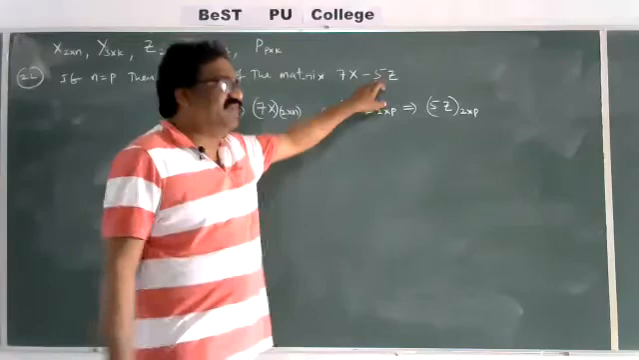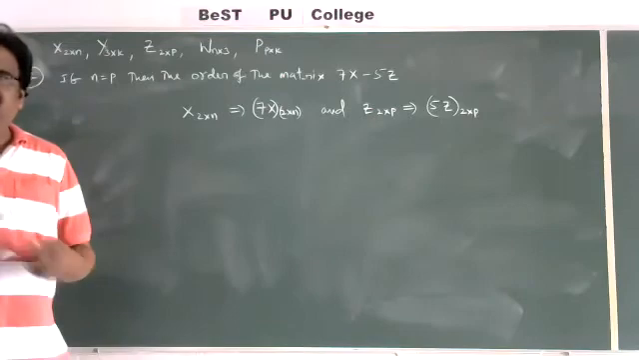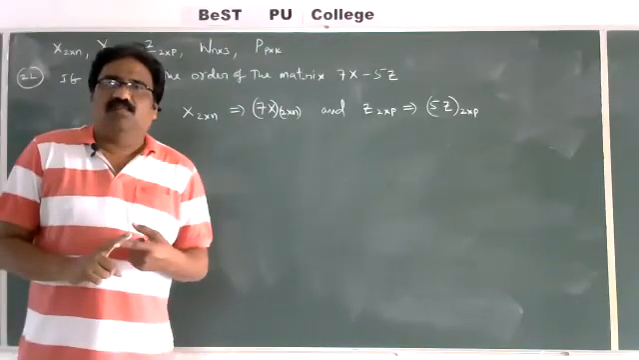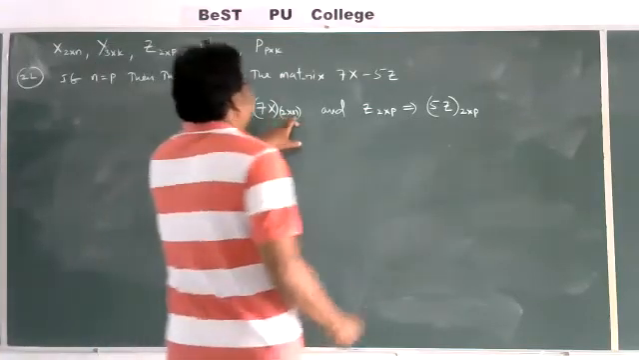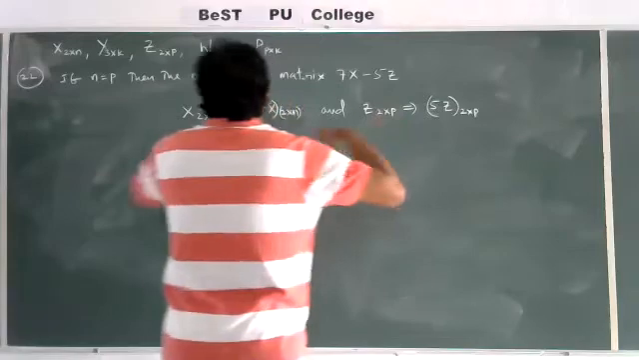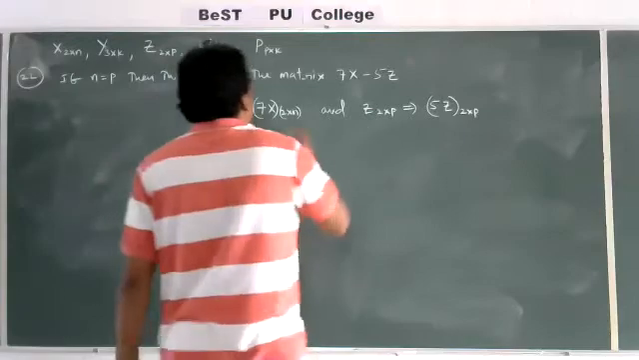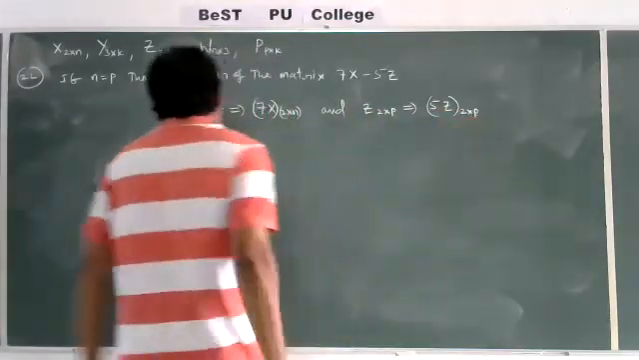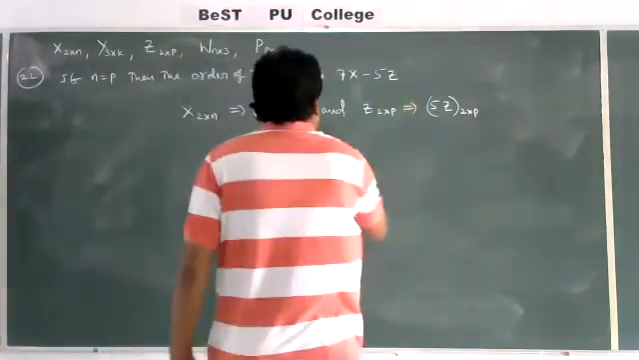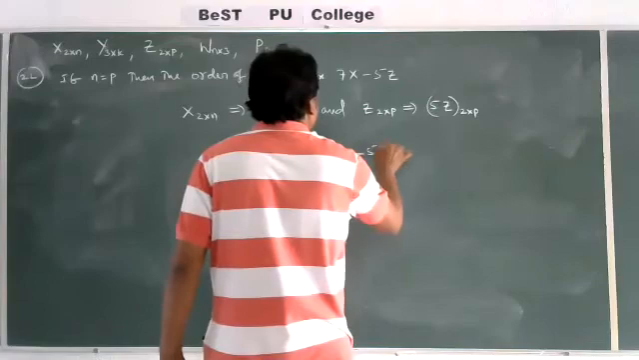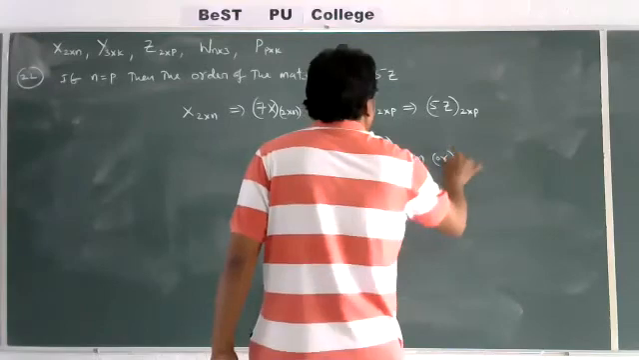Here 7x minus 5Z. If matrix subtraction is required, for addition or subtraction, both matrices must have the same order. So here 2 by n, this is 2 by P. Already they have given n is equal to P. That is here 2 is equal to 2, and n is equal to P. Then you get 7x minus 5z is a matrix of order 2 by n or 2 by P.